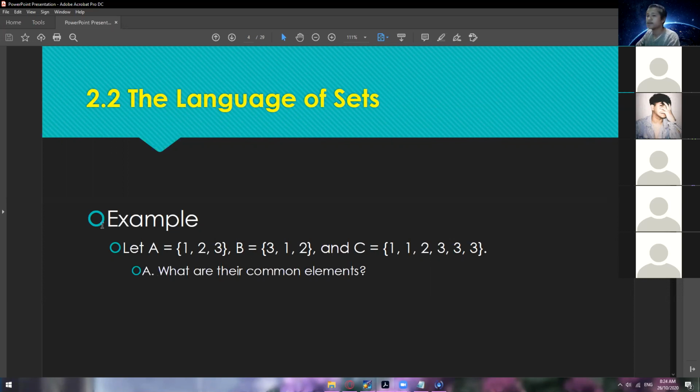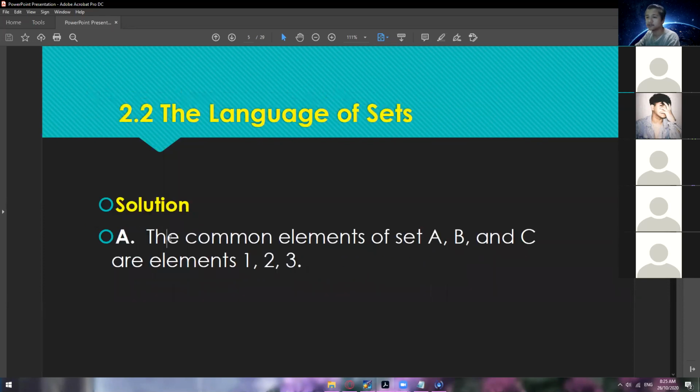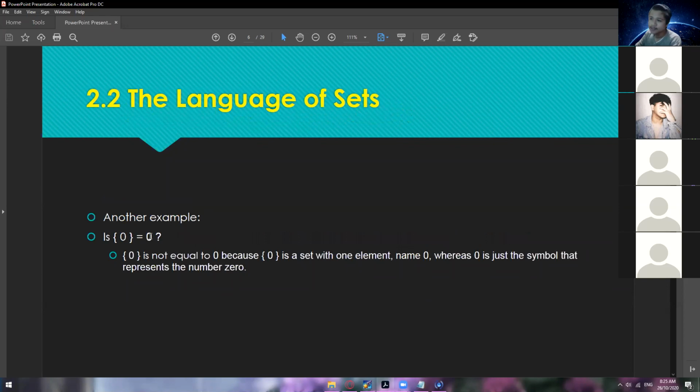So in here, your common elements are 1, 2, and then 3. Hindi ko na masulat yung sagot since naka-PDF to, but the answer for this one is 1, 2, and then 3. Meron pala yung solution, so it's a good thing. Kala ko di ko nalagay. So the common elements of set A, B, and C are elements 1, 2, 3. Right? So next one. So another example is this one equal to this one. Dapat pala hindi kasama to.